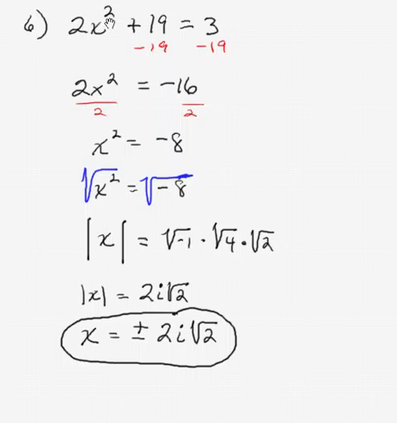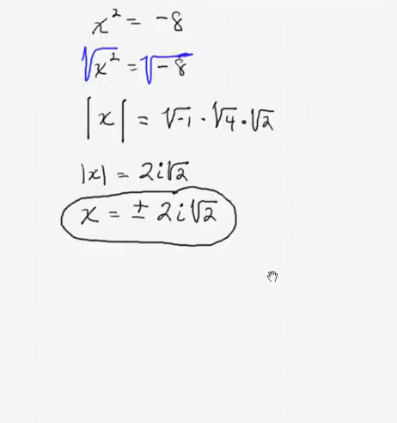Again, it's x squared, so the fundamental theorem of algebra says we're looking for two solutions. Positive 2i square root of 2 is one, negative 2i square root of 2 is the other.